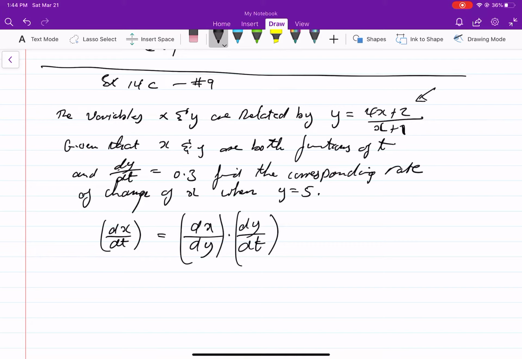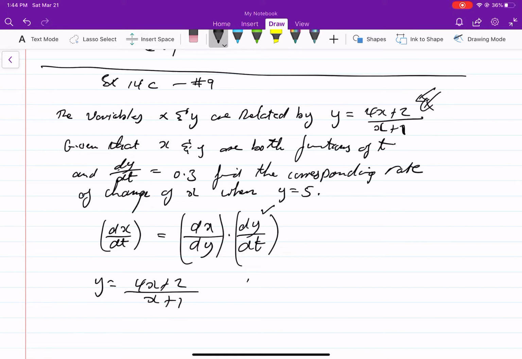Okay, now they gave us dy/dt, so we don't have any problem with this. But how about the dx/dy? Well, that's simply the reciprocal of dy/dx, which means we're going to take this function that was given to us right there, and we're going to differentiate it. y is given as (4x plus 2) over (x plus 1).